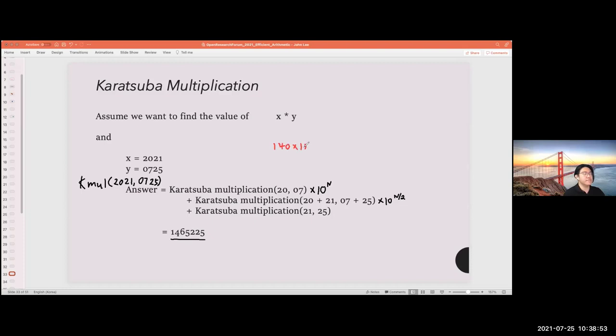And then we do 140 times 10 to the power of 4, and then 20 plus 21 is 41. 07 plus 25 is 32. 41 times 32 is, all right, 492. It's 492 times 10 to the power of n over 2, but since n was 4, this would be 100, and plus 21 times 25. 21 times 25 is, I believe, 525.